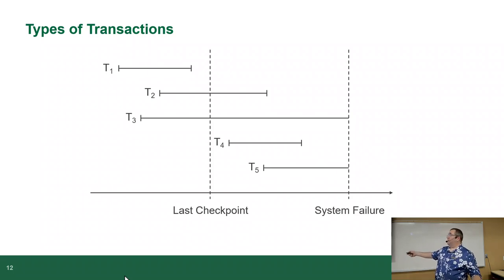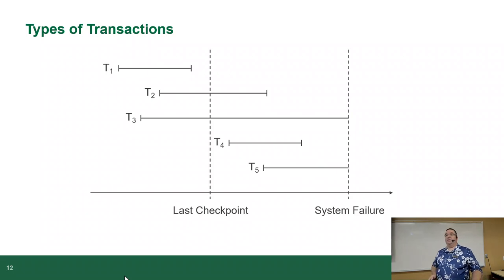So right now, transaction one starts and time goes forward. Transaction three starts, transaction two starts. And in this picture, time travels this way. All right, transaction one completed. So transaction one is complete.